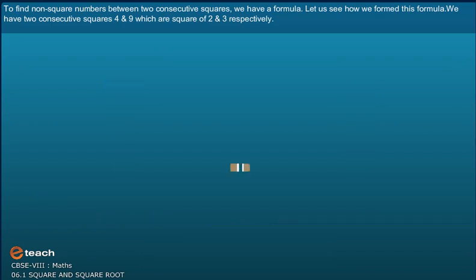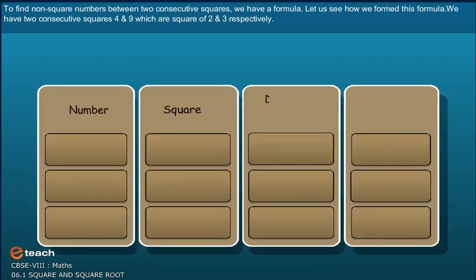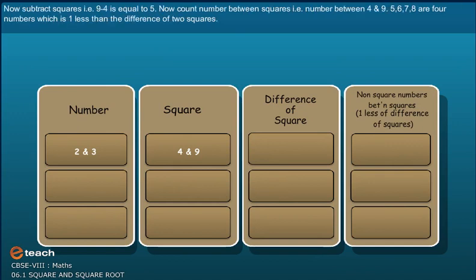We have two consecutive squares, 4 and 9, which are squares of 2 and 3 respectively. Now subtract the squares, that is 9 minus 4 is equal to 5. Now count the numbers between the squares, that is the numbers between 4 and 9. 5, 6, 7 and 8 are 4 numbers, which is 1 less than the difference of the two squares.